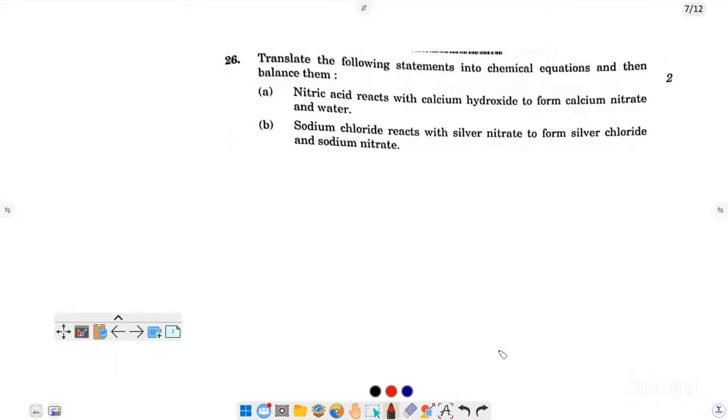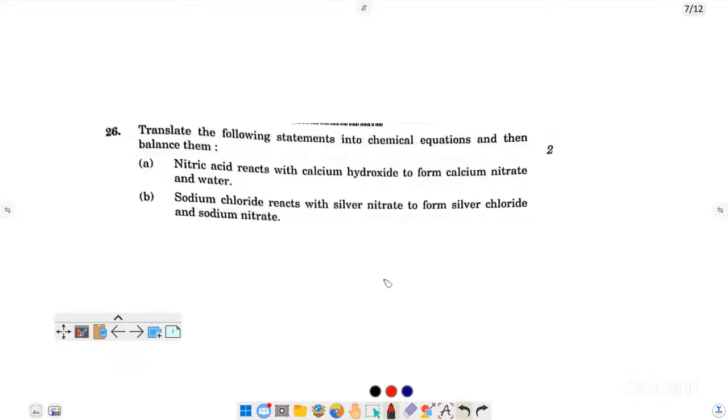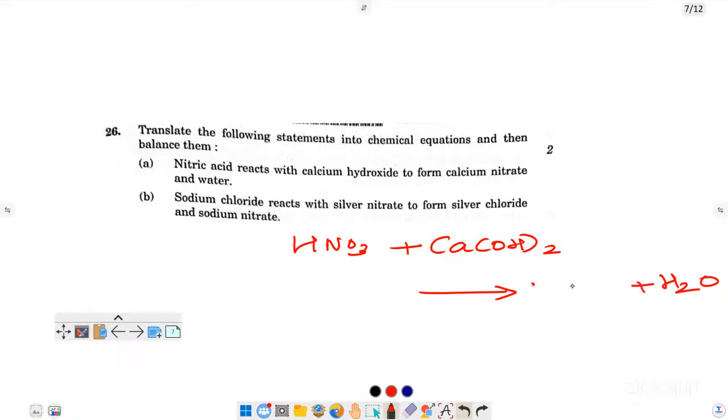The next question is converting your words into a chemical equation. You can see the same question on the backside of your NCERT. Nitric acid HNO3 reacts with calcium hydroxide Ca(OH)2, acid and base. First one is acid, the other one is base. So salt plus water H2O will go out and the remaining is Ca(NO3)2. Put 2 here. Now it's fine. Colorless solution.